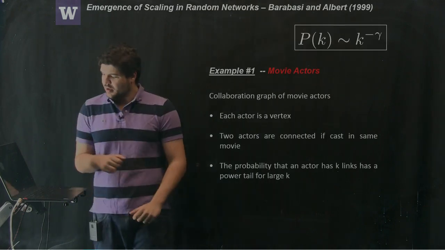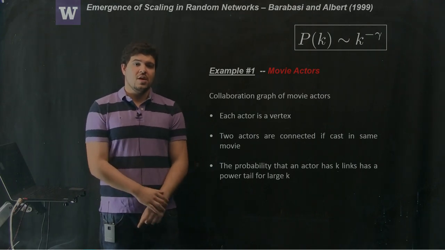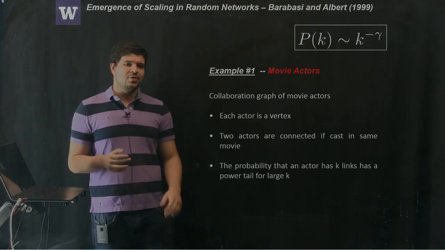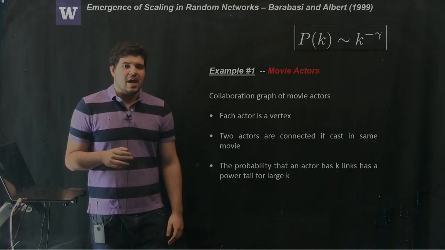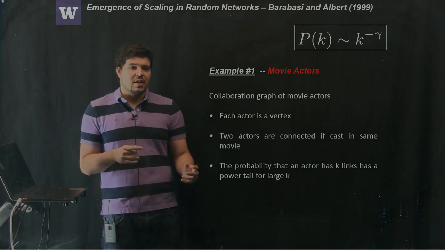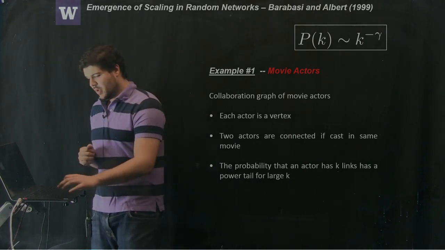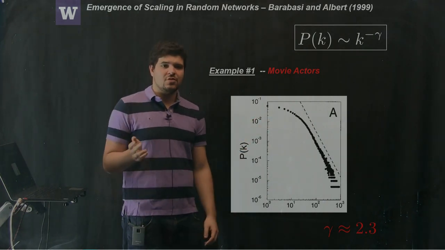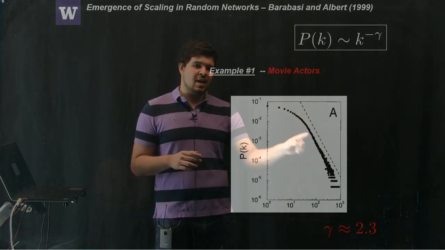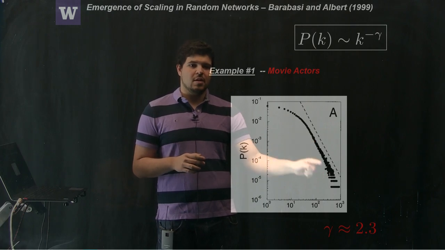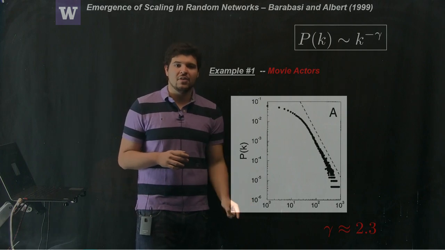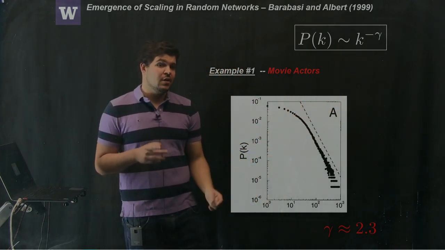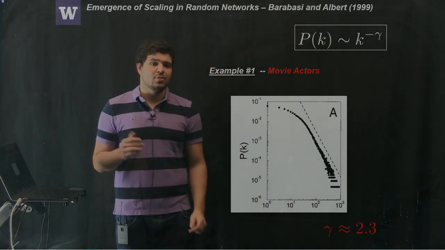So to motivate this, Barabasi gives a few examples. The first: think about a network of movie actors, right? You can think of each actor as a vertex, and two actors are connected if they're cast in the same movie. And the probability that an actor has k links has a power-law tail for large k. Okay. So here's the paper. He probably looked at this database of actors and which actors are in each movie. And this is what he means by the tail, right? This tail is well explained by a power law. That's why this is a logarithmic axis, so that this exponent will come as the slope of this line. Okay, and for this particular case you get a gamma of 2.3.